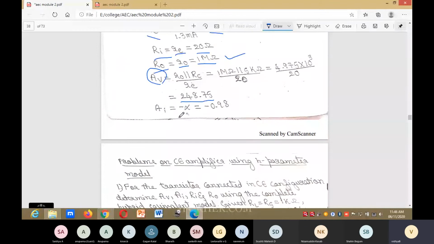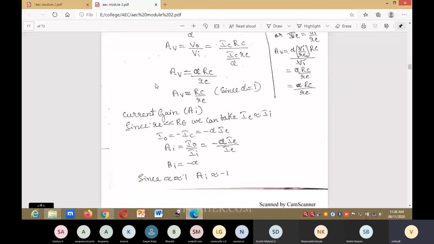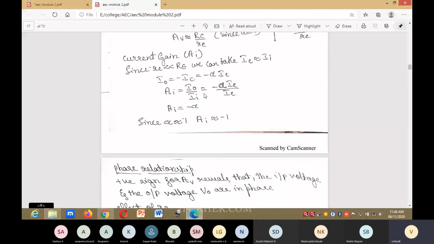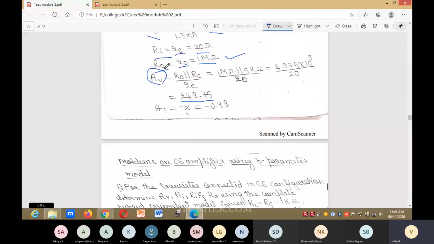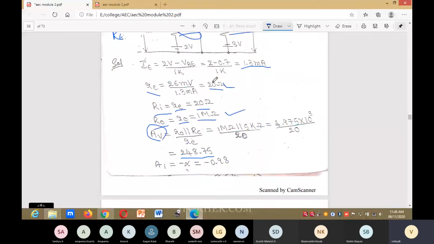AI is equal to what? Minus alpha. Okay, you can observe the equations here. AI is equal to minus alpha. They have given alpha is equal to 0.98. So minus alpha means minus 0.98.